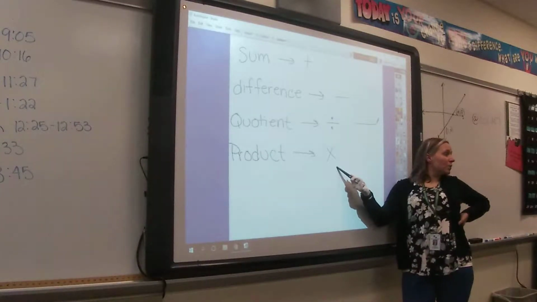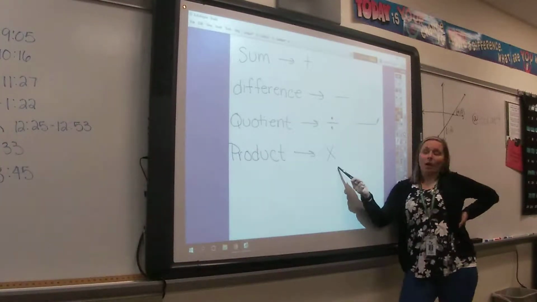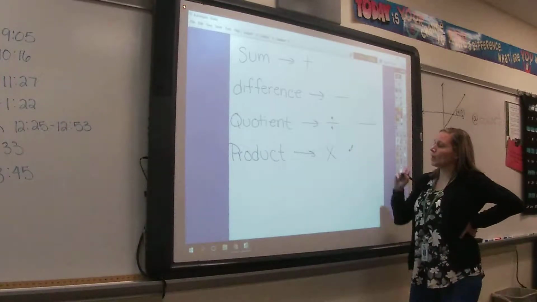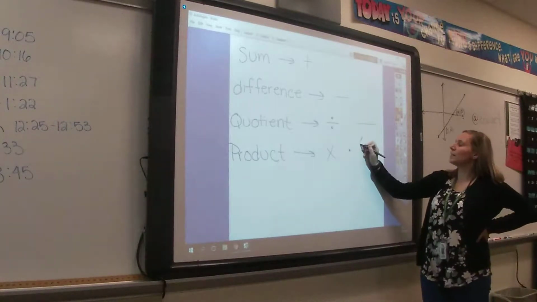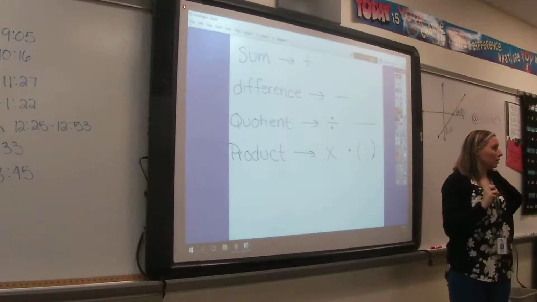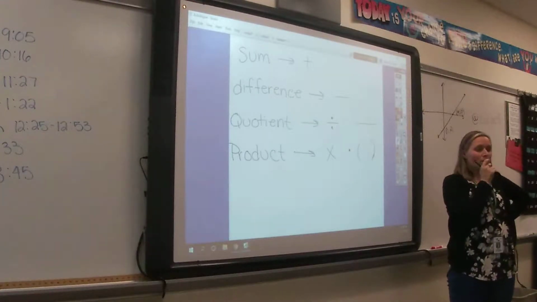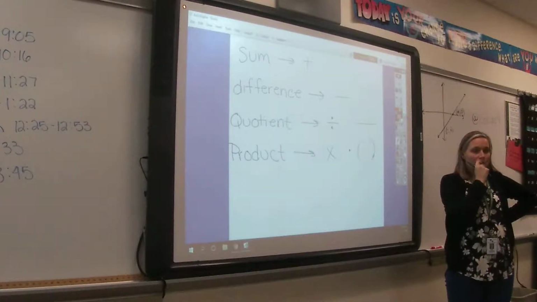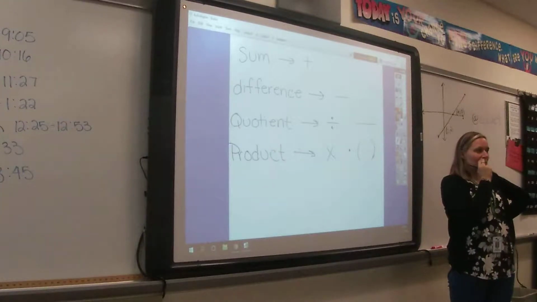Okay, so what other symbols can we use for multiplication? A dot. A dot. What else? Parentheses. There's one more. A star. Asterisk.